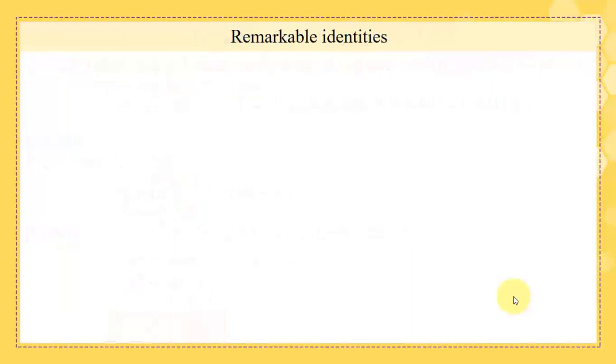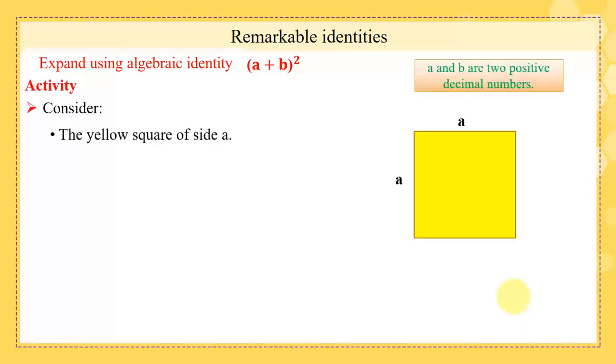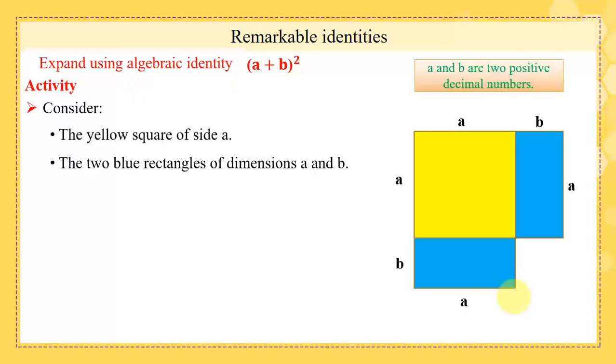Remarkable identities. Expand using the algebraic identity (a plus b) squared. Activity: consider the yellow square of side a, the two blue rectangles of dimensions a and b. Of course, we mean length and width by the word dimension. The pink square of side b.